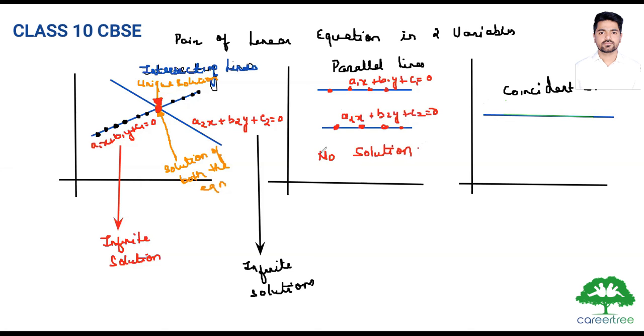In this case, we are getting no solution. Why are we getting no solution? Because there is no common point, or there is no such point which is satisfying both the lines, right? Correct. Now, if you see coincident lines, okay, can you please see.